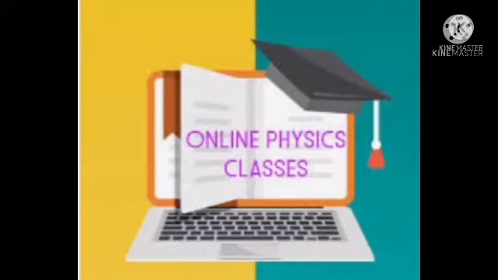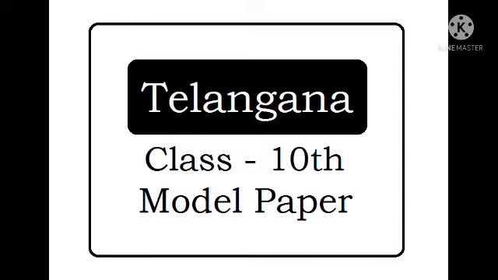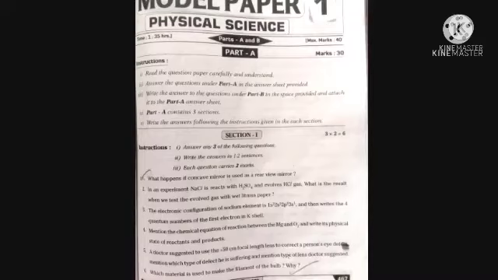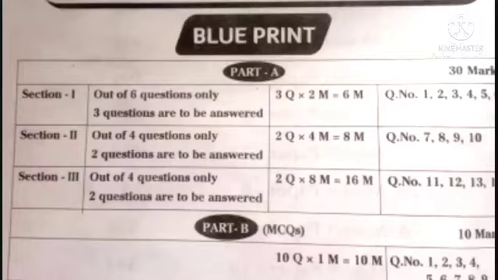In today's session, we are going to discuss the new model paper pattern of 2022. This is a single paper system. Let us observe the first model paper of physical science. In physical science, two parts are present, part A and part B. The marks are the same, 40 marks. Time is 1 hour 35 minutes.